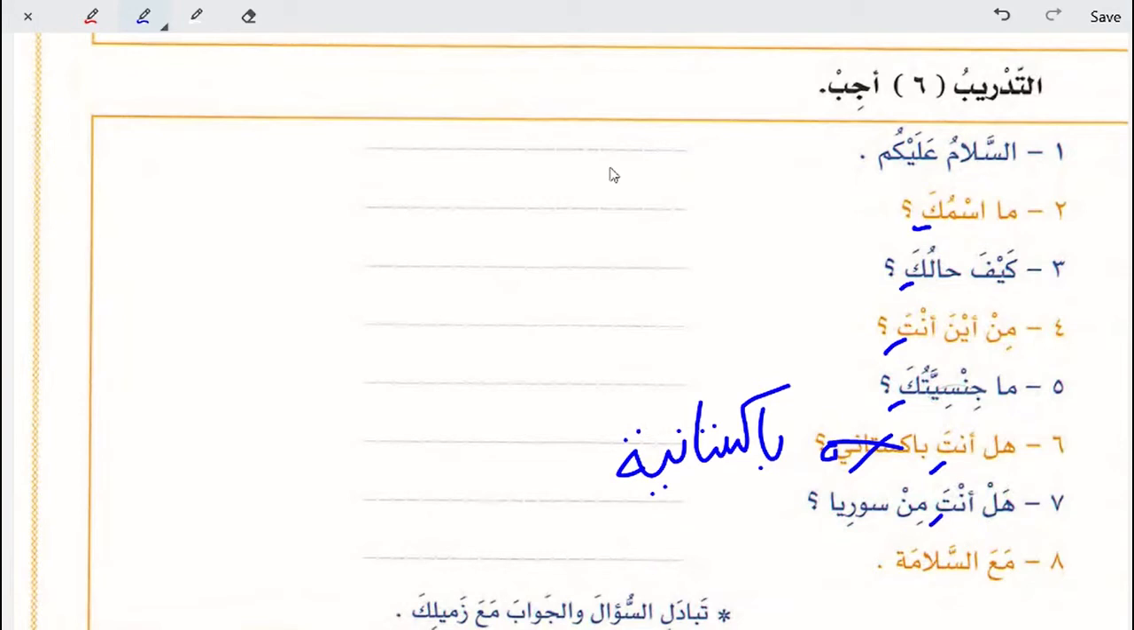So in this way, first you will change this question, then you will answer them according to yourself if you are a female student.